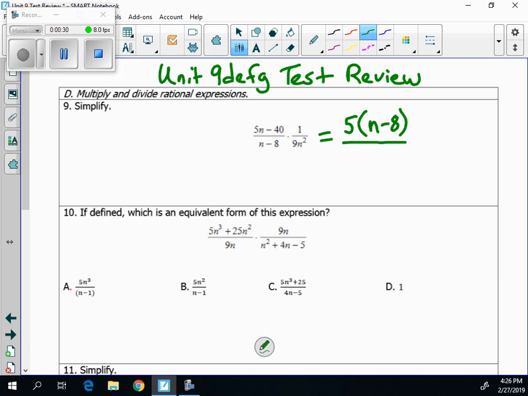In the denominator, we already have an n minus 8, that binomial. There's no greatest common factor, there's no quadratic or cubic, nothing we can factor there. Second fraction, the numerator 1 is just a monomial. There's no way to break that down. And then we have 9n squared. That's also a monomial. There's no add or subtract in the middle between the 9 and the n. They're already factors: 9 times n squared.